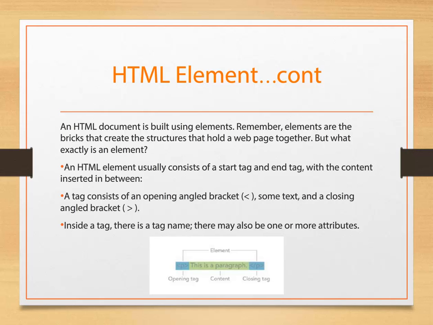An HTML document is built using elements. Remember, elements are the bricks that create the structure that holds a web page together. But what exactly is an element? An HTML element usually consists of a start tag and end tag, with the content inserted in between. A tag consists of an opening angled bracket and some text and a closing angled bracket. Inside a tag, there is a tag name, and there may also be one or more attributes, like what we saw in the HTML language attribute.